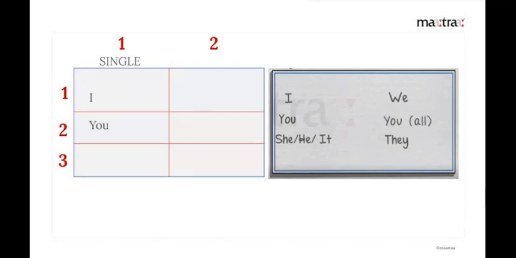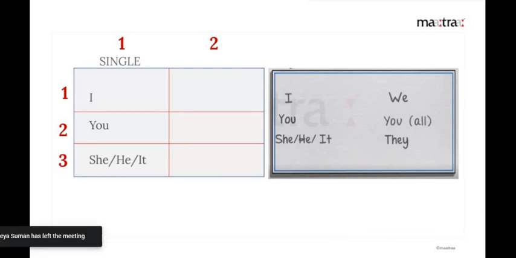The next one is you. आप एक इंसान हैं या तुम एक इंसान हो, right? So तुम or you in English is second person singular. The third line is third person singular. He, she or it, right? In Hindi it would be wo, so that's all singular.